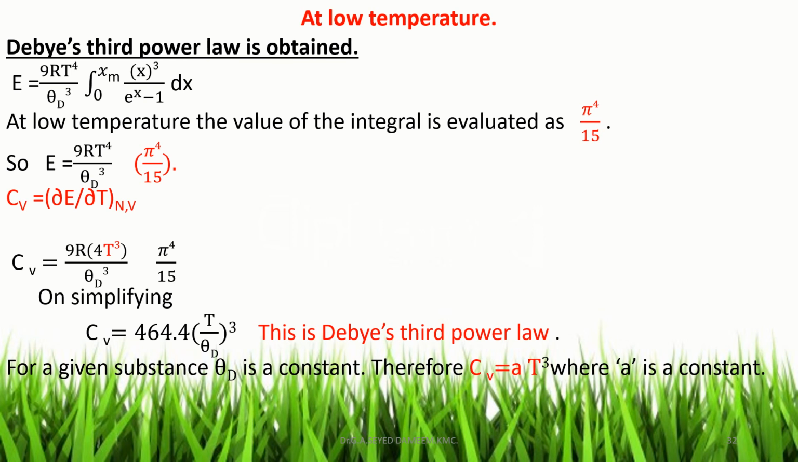For a given substance, Debye's characteristic temperature θD is a constant. Therefore Cv is equal to A into T cube, where A is the constant, and the equation Cv is equal to 464.4 (T divided by θD) whole cube. That equation is called Debye's T cube law. So at a low temperature, this equation is obtained, that is called Debye's T cube law.